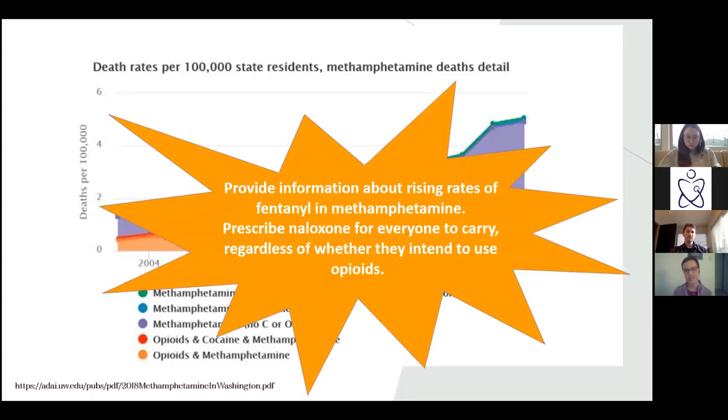Jessica also emphasized providing information about the rising rates of fentanyl and methamphetamine. We'll talk a little bit later about test kits. There are some resources where patients can actually test their supply for fentanyl, which is a pretty cool way that people can get a little more information on their own about what they're using. But one thing that we can do on the inpatient side or in clinic is to make sure that everyone gets naloxone before they leave the hospital, and really encourage them to have it with them, even if they don't intend to use opioids specifically.